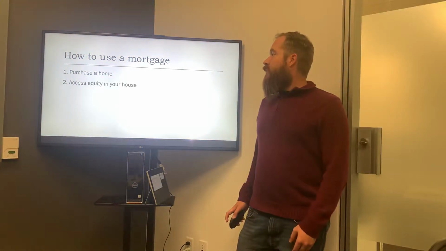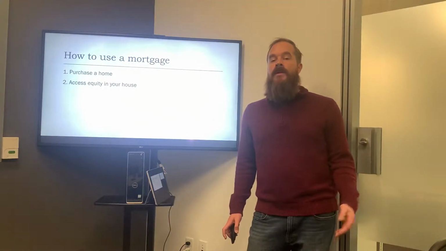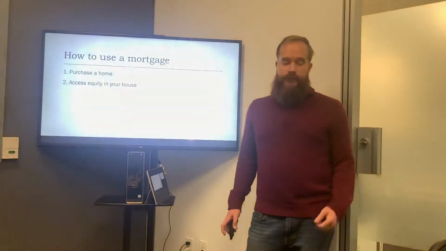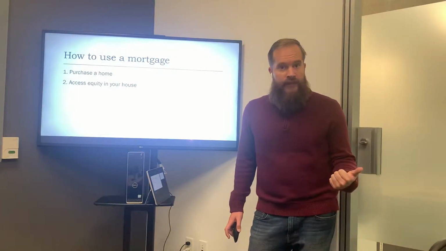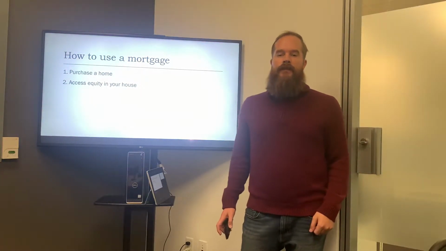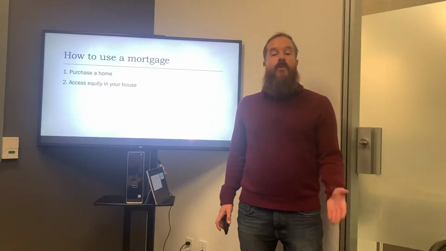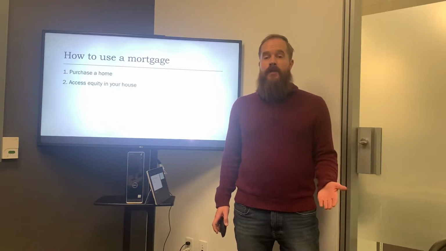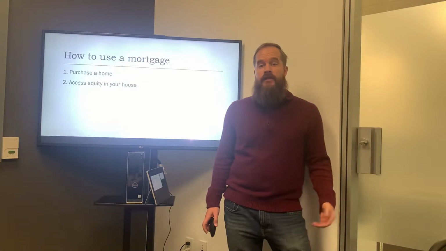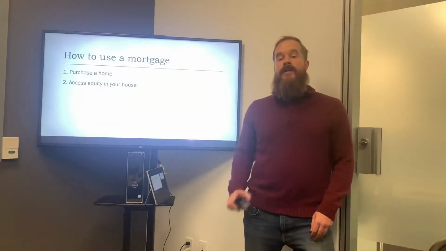The second thing you can do with a mortgage is access the equity in your home to do several different things. Now, equity is the difference between what your home is valued or appraised at and how much you owe the mortgage company. For example, if you owe the mortgage company $200,000, but your home appraises for $300,000, that means the equity you have in your home is $100,000.